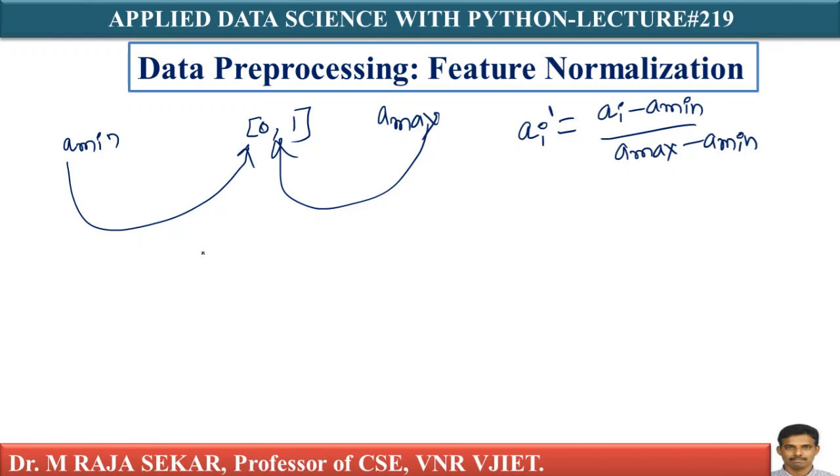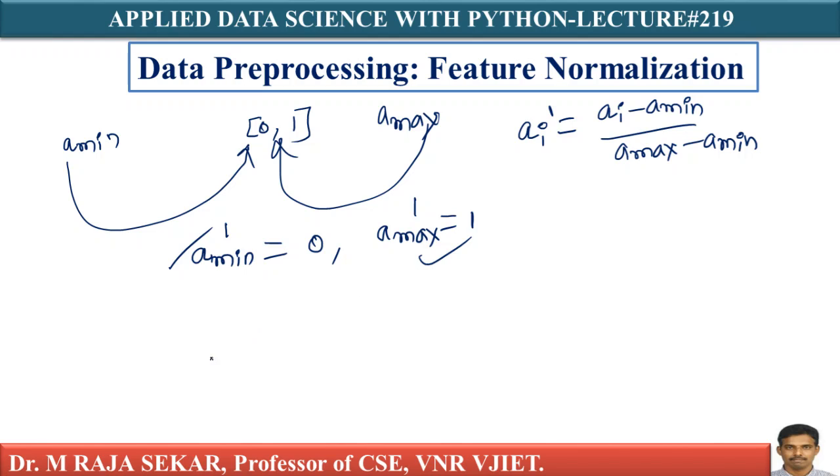So A min dash is equal to 0, and A max dash I am getting as 1. Just now we proved it. It's simple. For the minimum value of Ai, A min dash is equal to 0. For the maximum value, A max dash is equal to 1. For all other values, Ai always lies between 0 and 1.